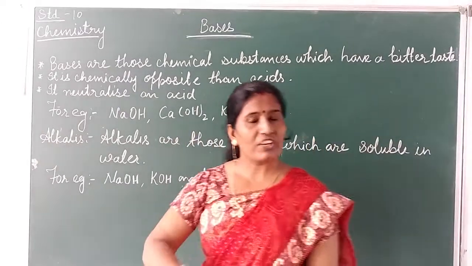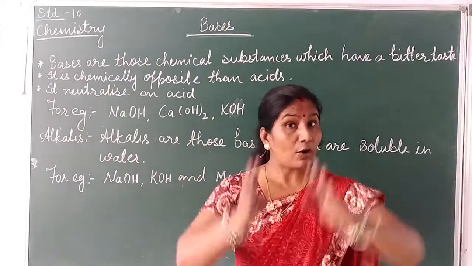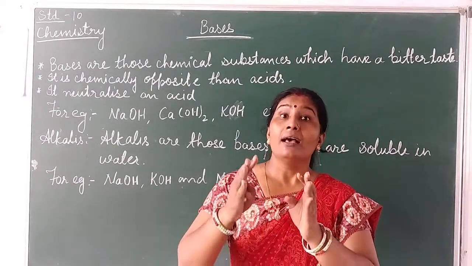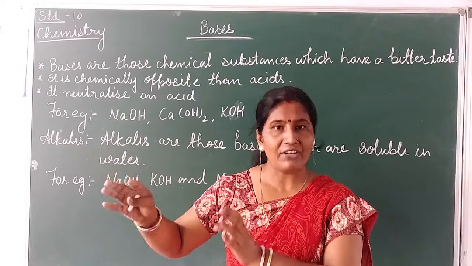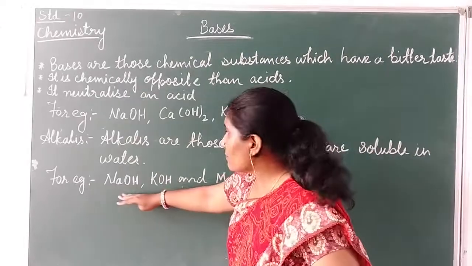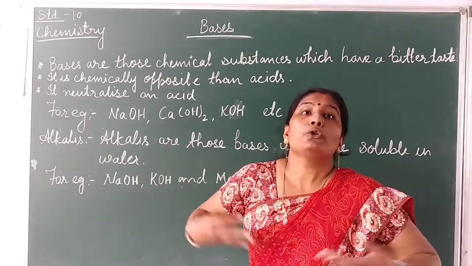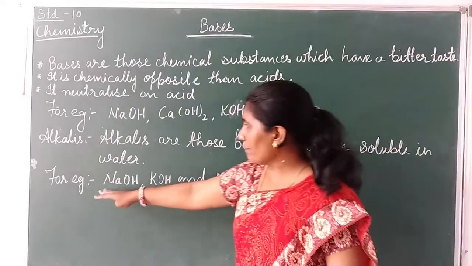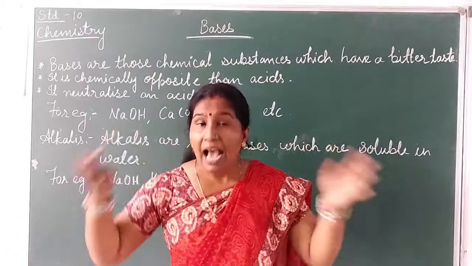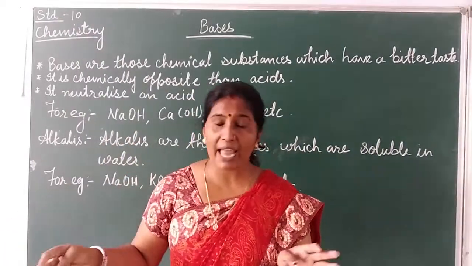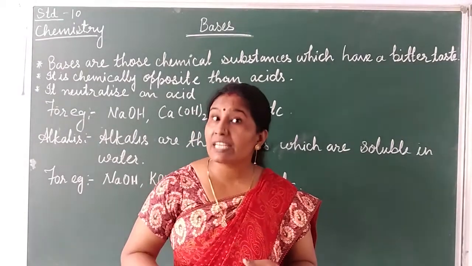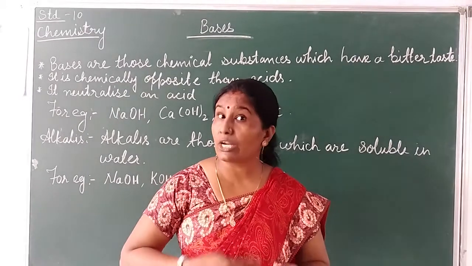But the bases which are not able to dissolve in water are only bases. Alkalis are also bases, but they have special properties. And due to these special properties, these bases are more useful for us. So, for example, sodium hydroxide, potassium hydroxide and magnesium hydroxide. I will explain how magnesium hydroxide is useful for us. In many ways we are using this magnesium hydroxide in our day-to-day life.